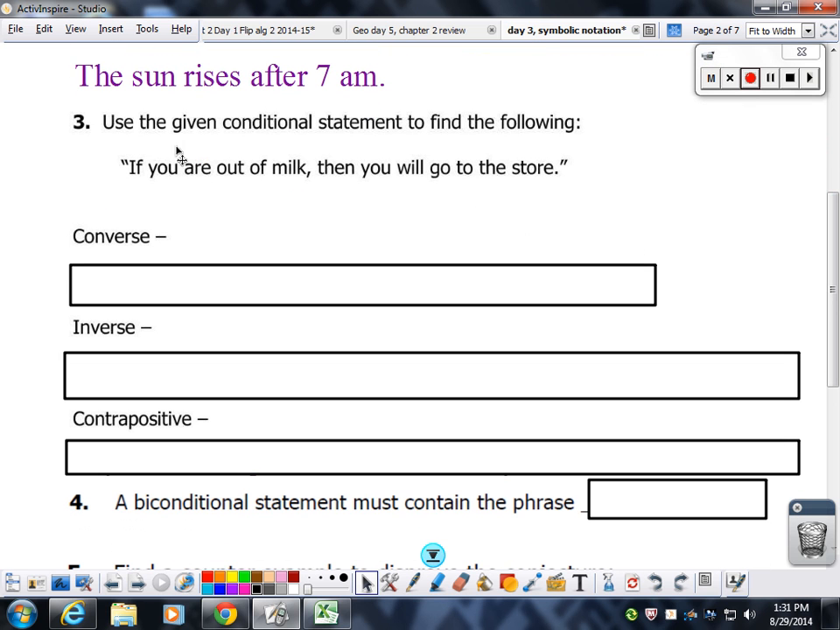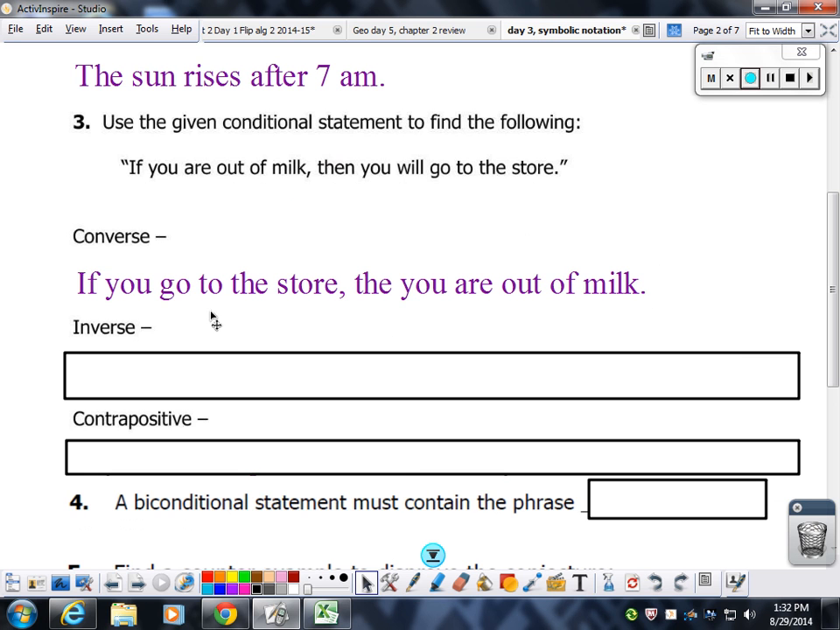Next, we want to use this conditional statement and find the converse, inverse, and contrapositive. The original statement is, if you are out of milk, then you will go to the store. The converse of that statement, and hopefully you remember the converse, we're just flipping the hypothesis and conclusion, will give you, if you go to the store, then you are out of milk.